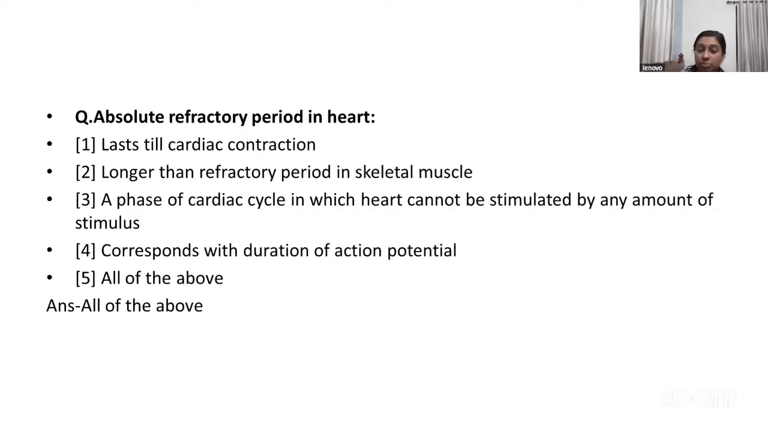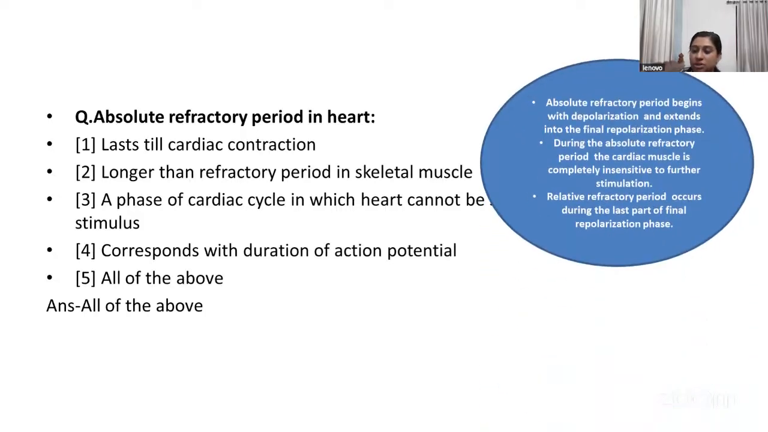So absolute refractory period in heart lasts till the cardiac contraction. It is longer than the refractory period in the skeletal muscle. That's also right. It is a phase of cardiac cycle in which heart cannot be stimulated by any amount of stimulus, and it usually corresponds with the duration of the action potential. So what's the difference between absolute and relative refractory period? Absolute refractory period begins with the depolarization and extends into the final repolarization phase. During the absolute refractory period, the cardiac muscle is completely insensitive to any amount of stimulation. Any amount of stimulation cannot provoke the heart. And relative refractory period occurs during the last part of the final repolarization phase.